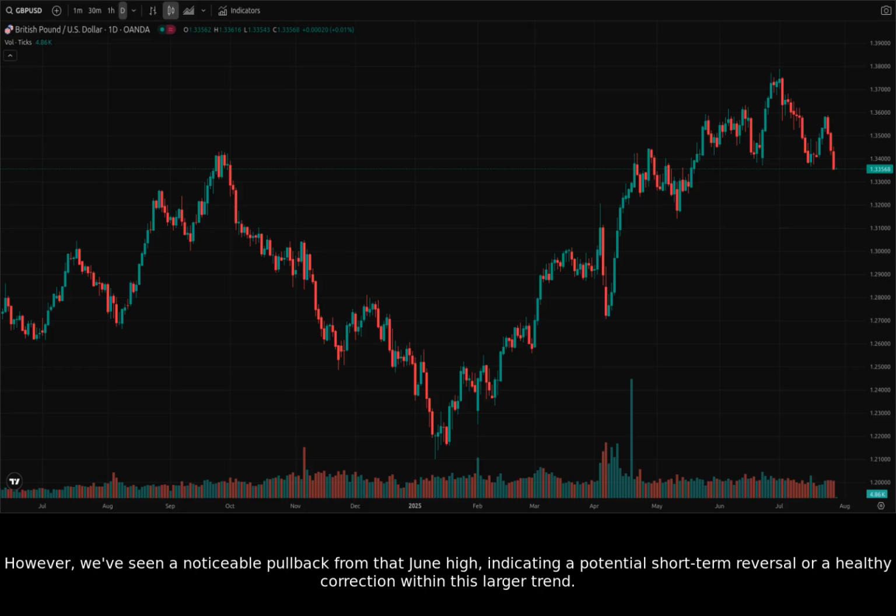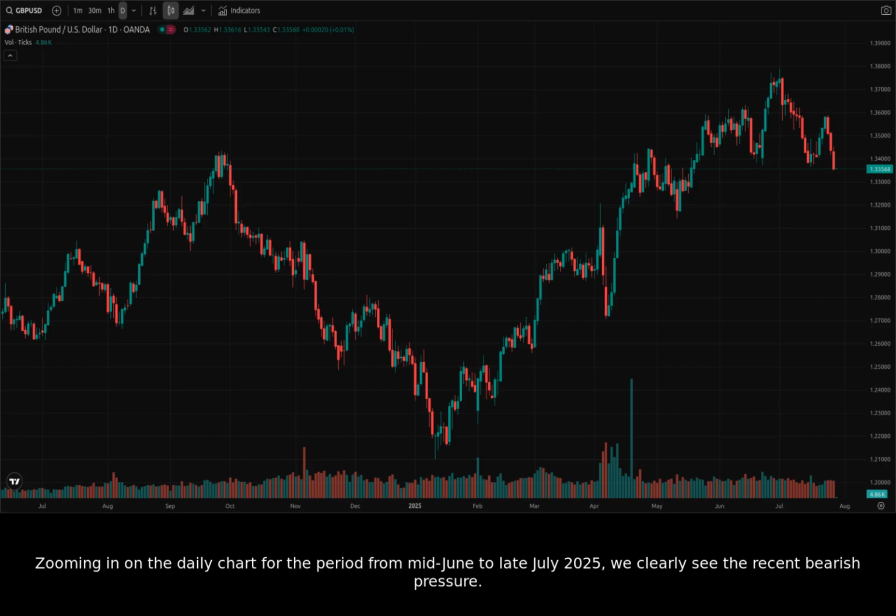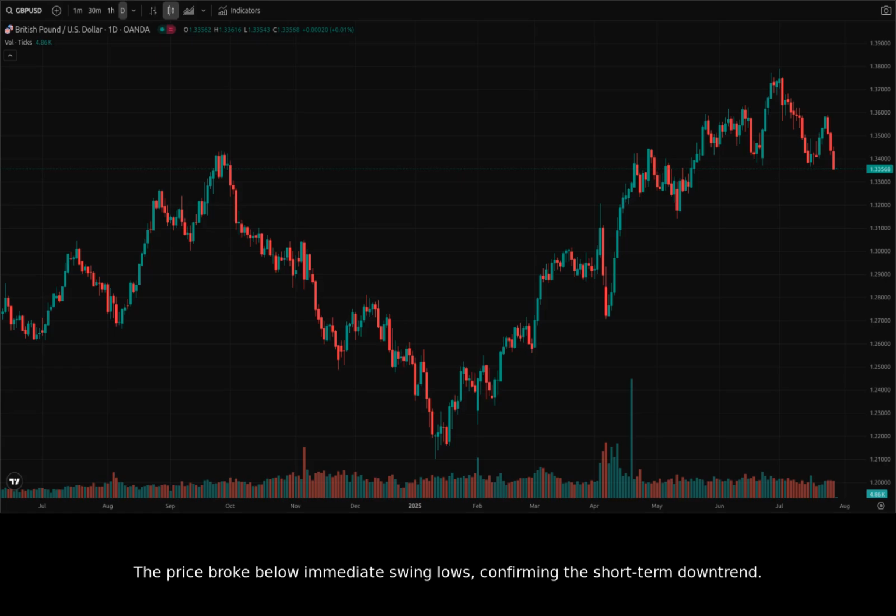However, we've seen a noticeable pullback from that June high, indicating a potential short-term reversal or a healthy correction within this larger trend. The current close, as of our latest data on July 27th, is 1.34372, which is notably lower than the June peak. Zooming in on the daily chart for the period from mid-June to late July 2025, we clearly see the recent bearish pressure. The price broke below immediate swing lows, confirming the short-term downtrend. This aligns with the news snippets suggesting GBPUSD is struggling and the dollar is strengthening.